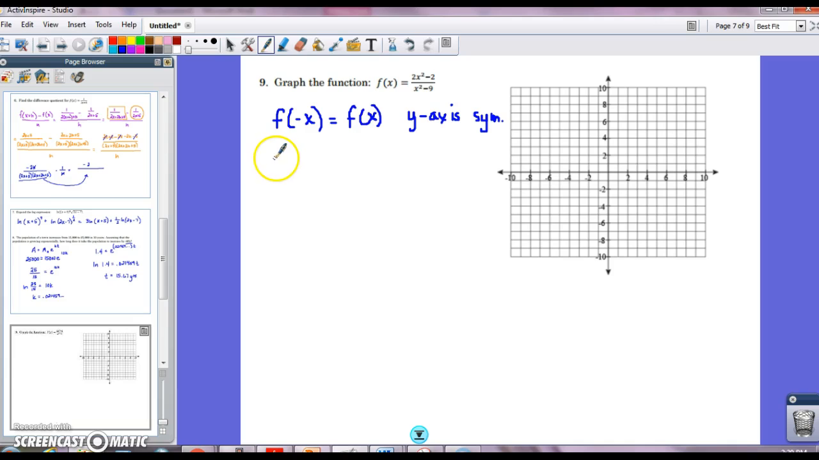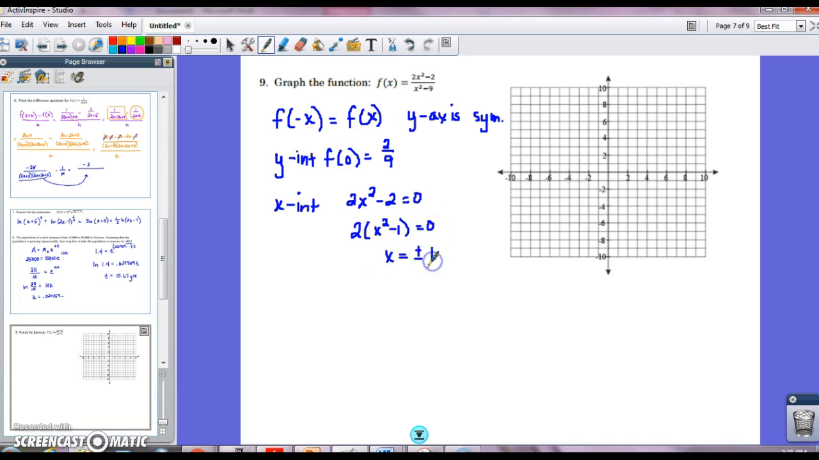Our y-intercept, that's when we find f of 0. If I just plug 0 in for x, I end up with 2/9. My x-intercept is where my numerator is 0. So if I set my numerator equal to 0 and solve it, I can factor 2 out, so I have x squared minus 1. And when you factor that, you get x is equal to plus or minus 1. Okay, so those will be my x-intercepts at plus 1 and minus 1.